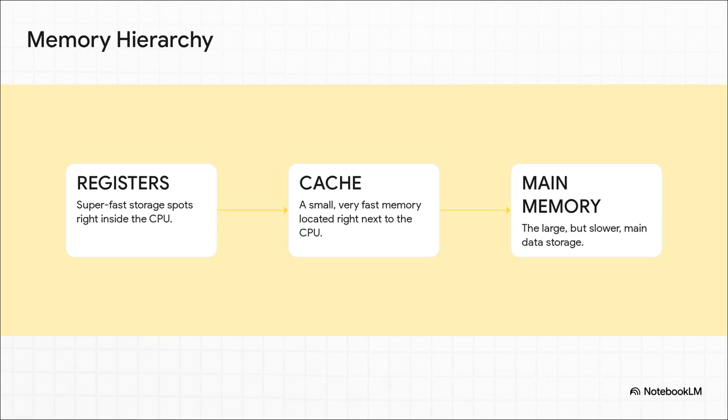The absolute fastest, most immediate things the chef needs are kept in registers. Think of this as the chef's tool belt. The next most likely ingredients are on the countertop, in a small, super-fast memory called the cache. And only when something is in neither of those places does the chef have to make that long trip to the main pantry. This all worked because of a principle called locality of reference, which is just a fancy way of saying that programs tend to use the same data over and over. So by keeping it close, you slash that waiting time.